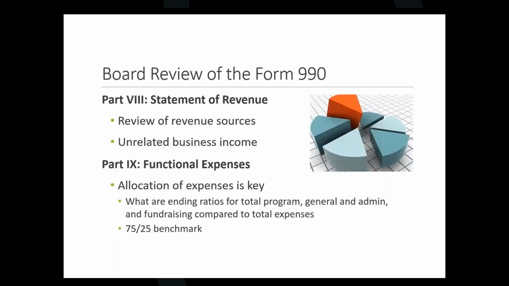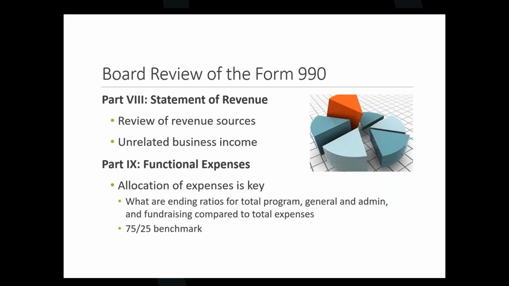The next sections to review would be the statement of revenue and the functional expenses. So doing a review of revenue sources, you'd want to see, does the revenue data suggest too much reliance on a source that could be jeopardized by a weak economy, declining stock market, etc.? So investment income, is there too much reliance on a handful of grantors and donors? Just reviewing what the revenue says about the organization.